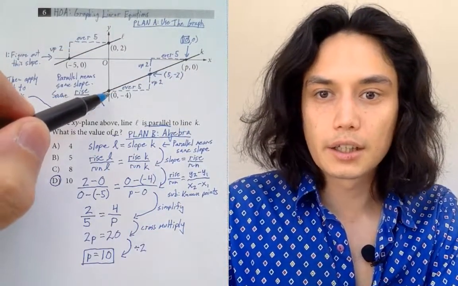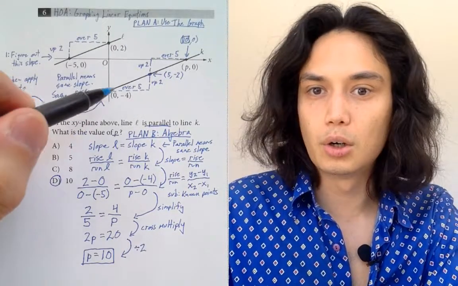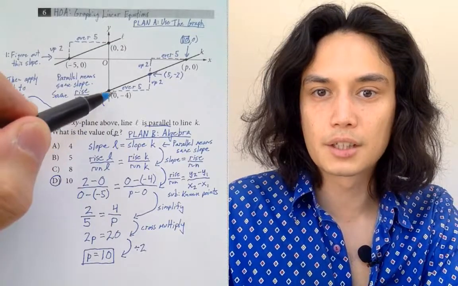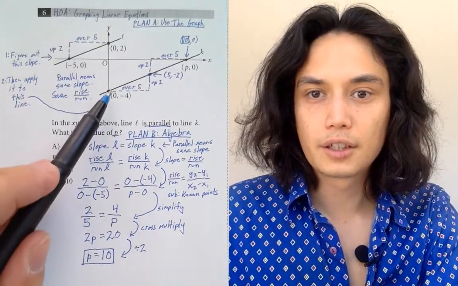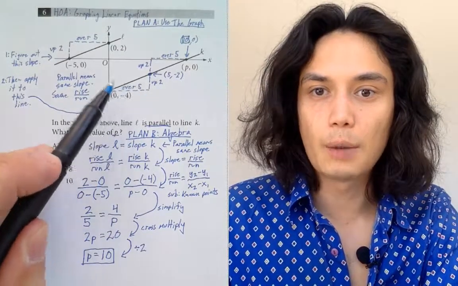Here, starting at 0, -4, let's go over 5 first. So this 0 is going to turn into a 5. We're going 5 over, so this x coordinate is a 5. And we're going to go up 2.